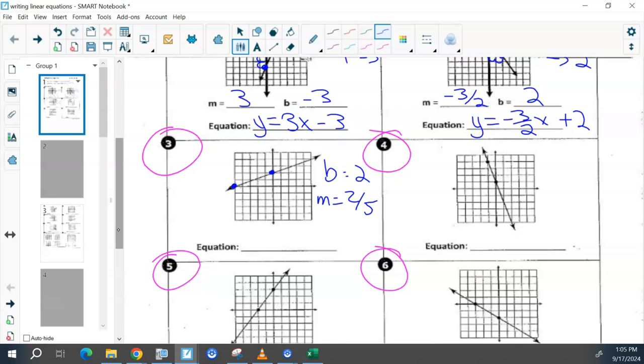Nice, Diego. What's our equation for this one? Y equals 2 fifths x plus 2. So whatever the slope is, you need that entire fraction. Include that in there. Do you have any questions on that one?